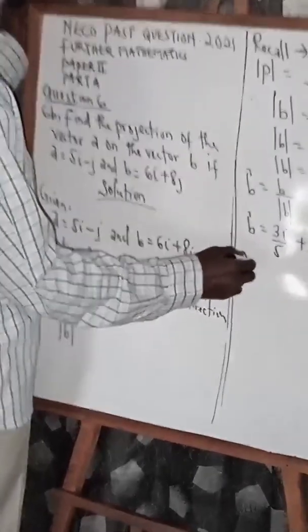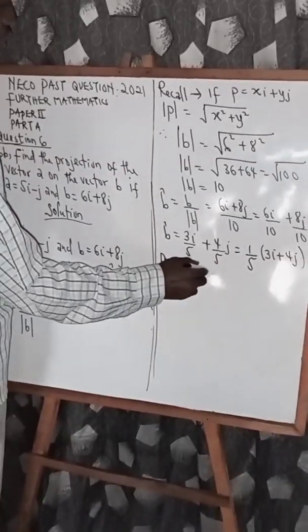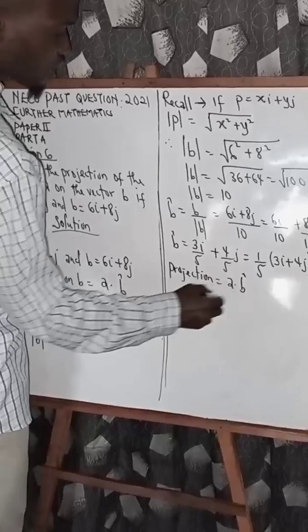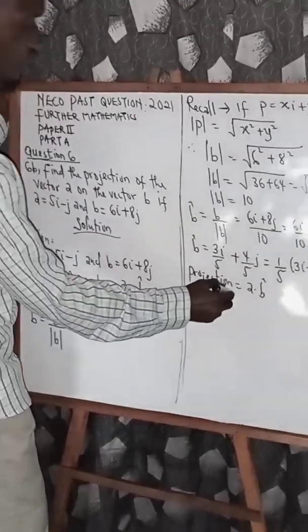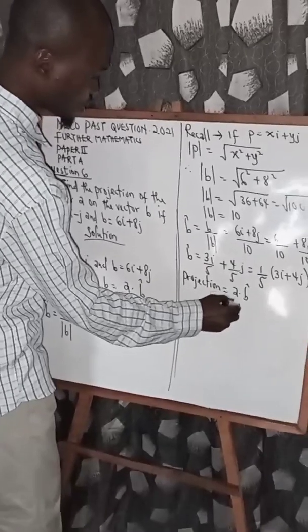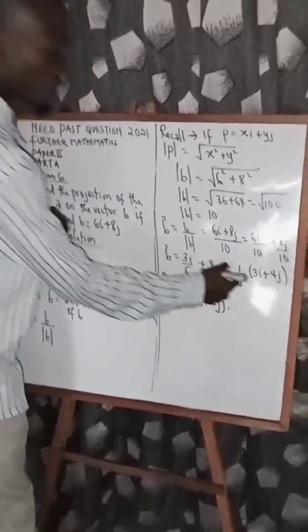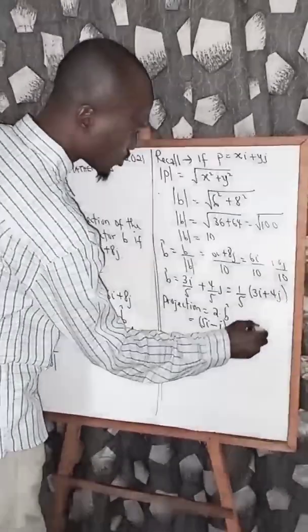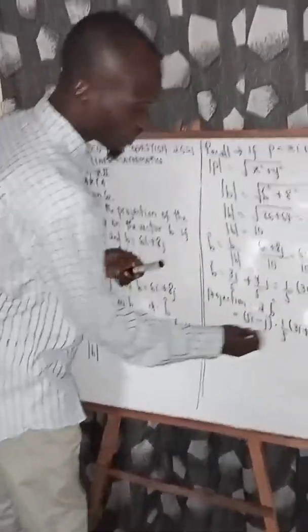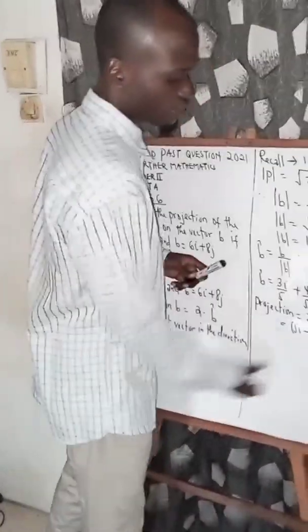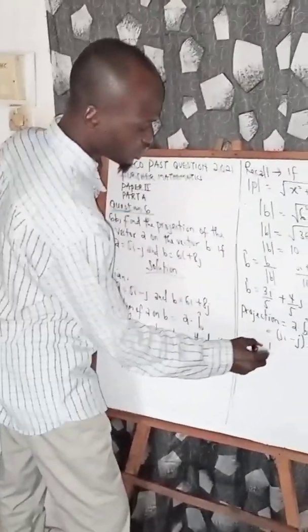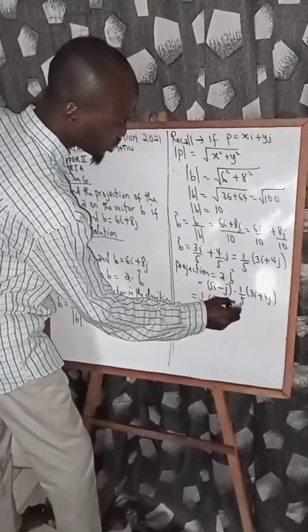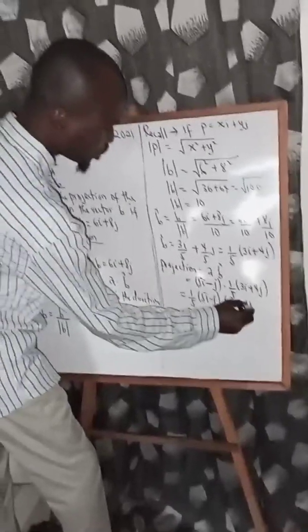So projection will be equal to A dot unit vector of B. What is my vector A? I have my vector A here, which is 5i minus j, dot unit vector, which is 1 over 5 bracket 3i plus 4j. Now, since 1 over 5 is a constant, it will not be affected by the dot product. I can bring it out. Then we have 5i minus j dot 3i plus 4j.